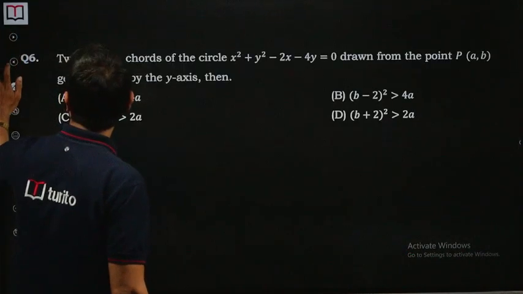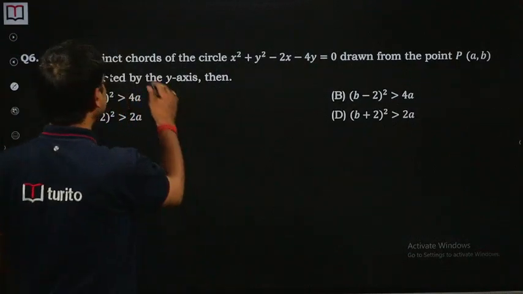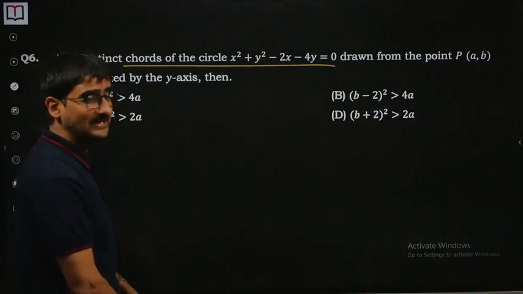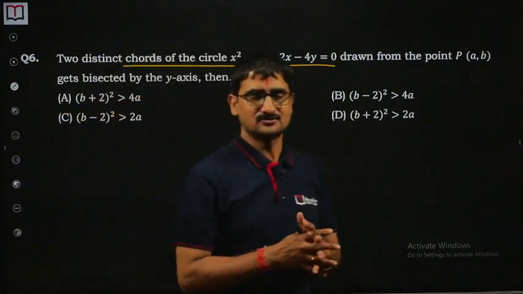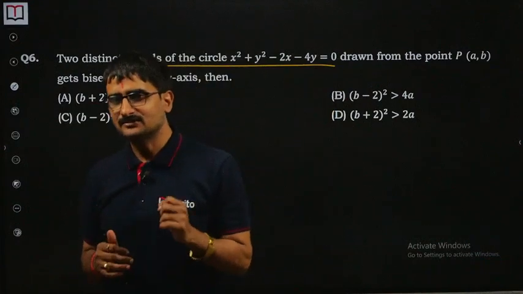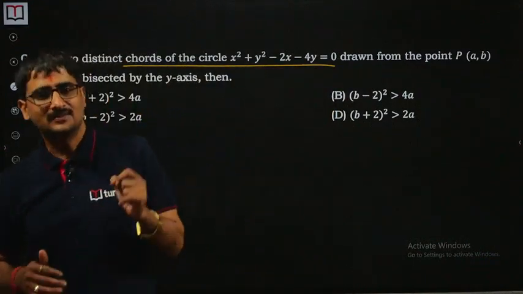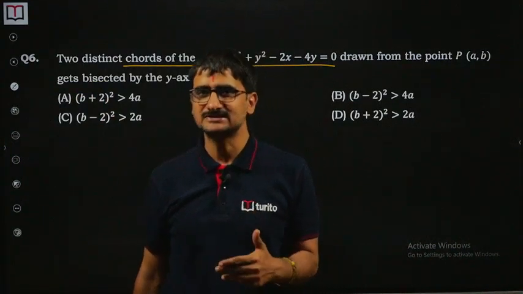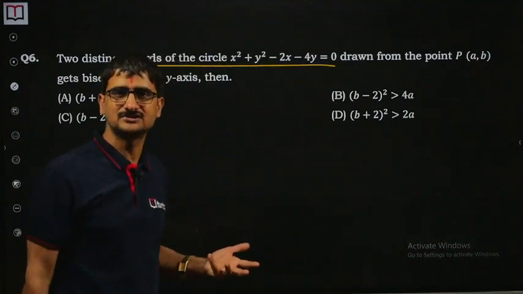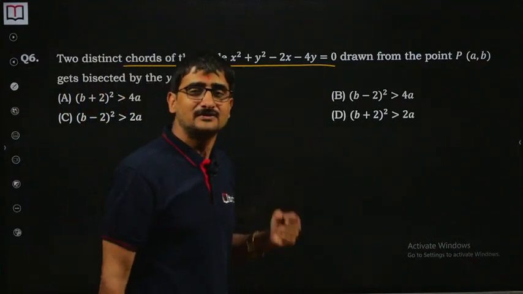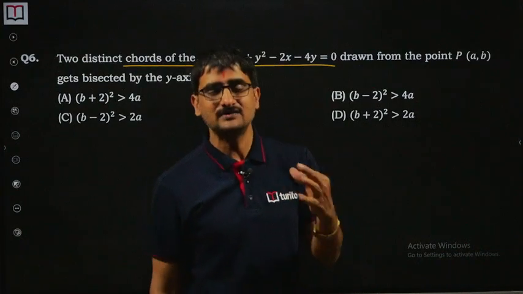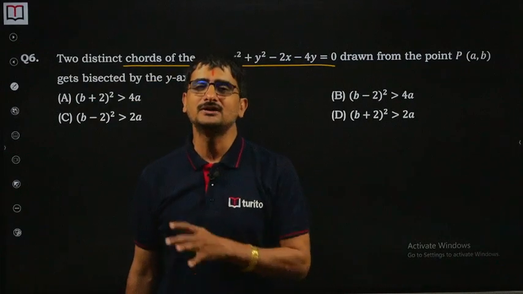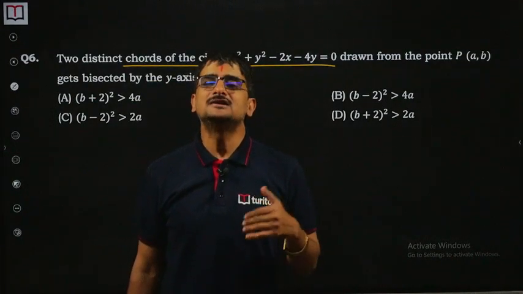Okay, now moving to the next question: two distinct chords of the circle drawn from the point get bisected by the y-axis. See, this is a common standard question, but still I selected it because it's an important question. It tells us how to approach such a question, and it also tells us that whenever we are given or have to use anything related to the midpoint of the chord, we shouldn't forget T equal to S1.